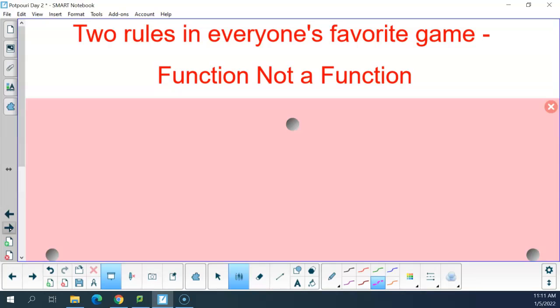So let's play a game. The game is function, not a function. Okay? Sweeping the nation. It's the most popular game at the most popular high schools in the most popular subjects. That's kind of cool. Maybe Fortnite. Even better than Fortnite. So there's 2 rules to function, not a function.